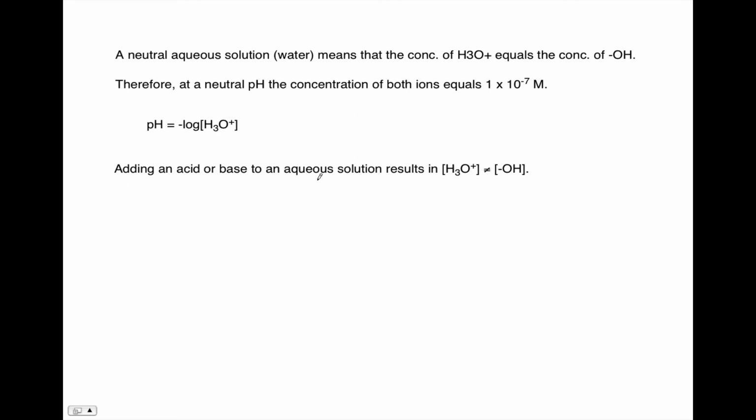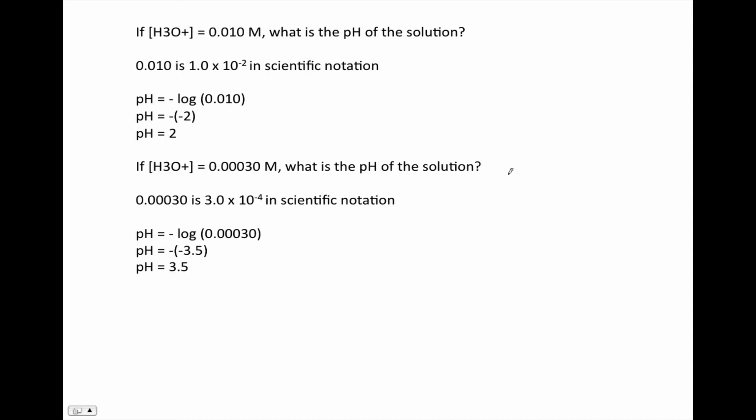Now, when you add an acid or a base, if you add an acid, then H3O+ increases. If you add a base, OH- increases. So any disturbance of that equilibrium by the addition of an acid or a base will result in these two concentrations not being equal to each other, and then the pH will change from 7. If you add an acid, you increase this, and the pH goes below 7. If you add a base, you increase the concentration of OH-, and therefore the pH goes above 7. So let's look at some problems of how to actually calculate the pH.